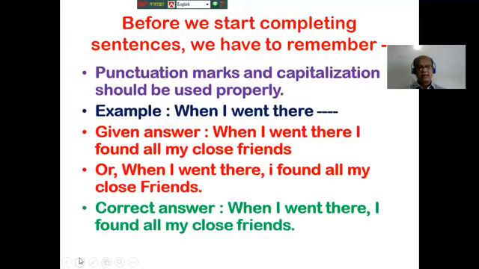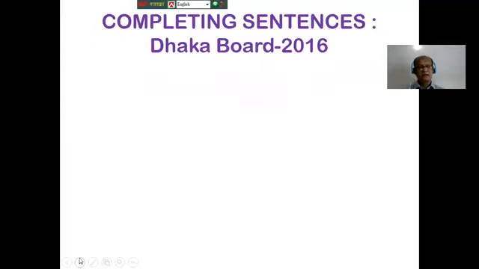We will see the example, or we will see the question. We will discuss the structure. Also, we will learn the possible correct answer. Okay. Completing sentences, Dhaka Board 2016. Always remember this type of question, completing sentences with clauses or phrases.